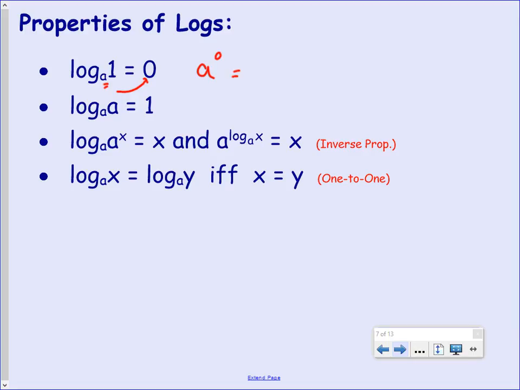And if I ever asked you, what is a to the 0, you would tell me 1. So it will always be the case, no matter what the value of the base, if you have a log that's equal to 0, then you had a 1 right behind it. So the log base a of 1 will always be equal to 0.